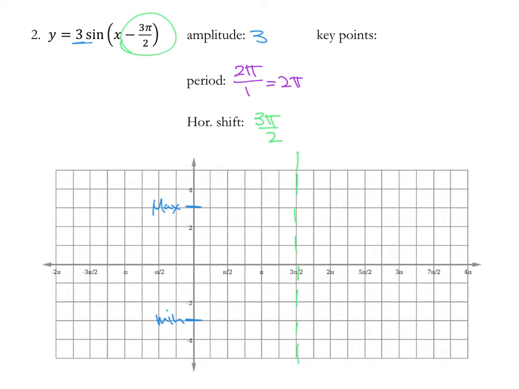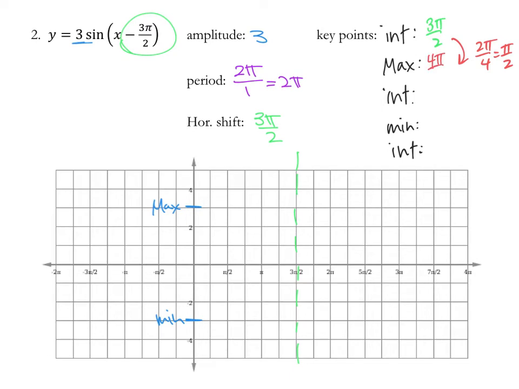And then our key points, this is positive sine, so it's going to go intercept, max, intercept, min, intercept. And again, the new thing with these is we're starting at that shift value. We're going to start at 3 pi over 2. And then we have to increase by our increase amount, which is the period divided into 4. So it's going to be pi over 2. So we're going to add pi over 2 to this. So it's just going to add 1 to the top each time. We're going to do 4 pi over 2, 5 pi over 2, 6 pi over 2, 7 pi over 2.